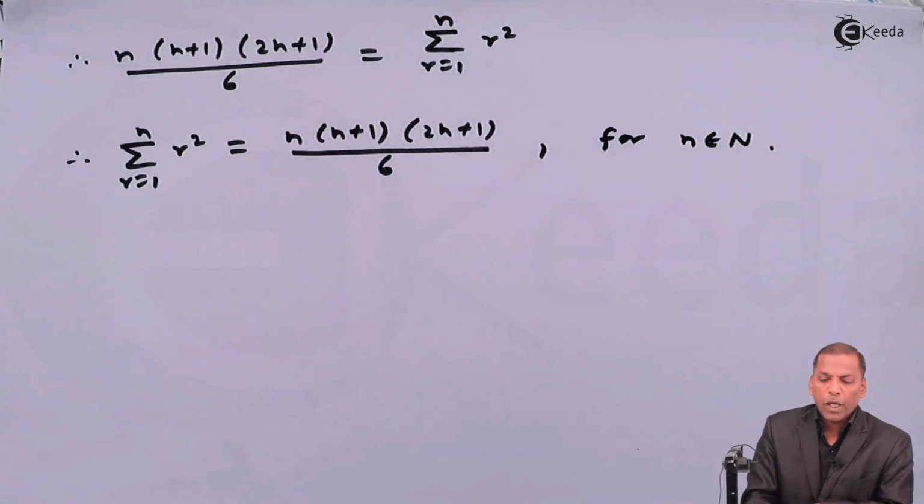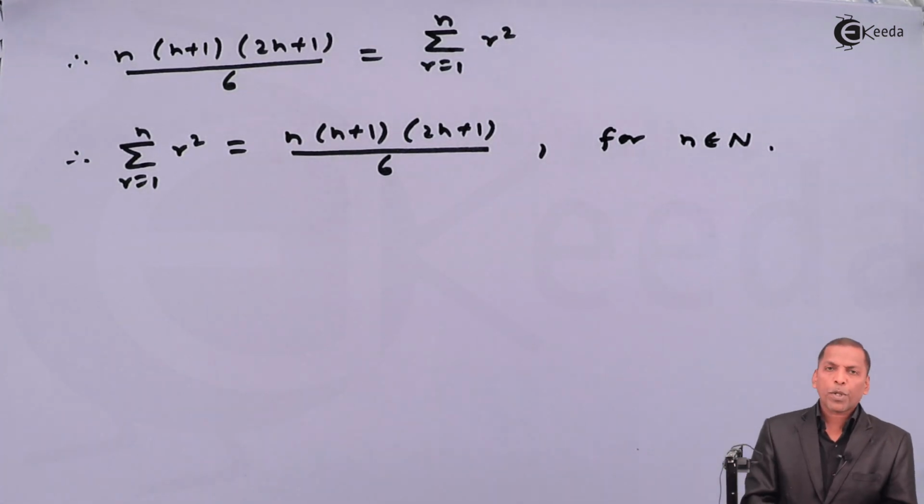So in this way, we prove that the sum of squares of the first n natural numbers is n(n+1)(2n+1) divided by 6. So this is the required proof for the given theorem.